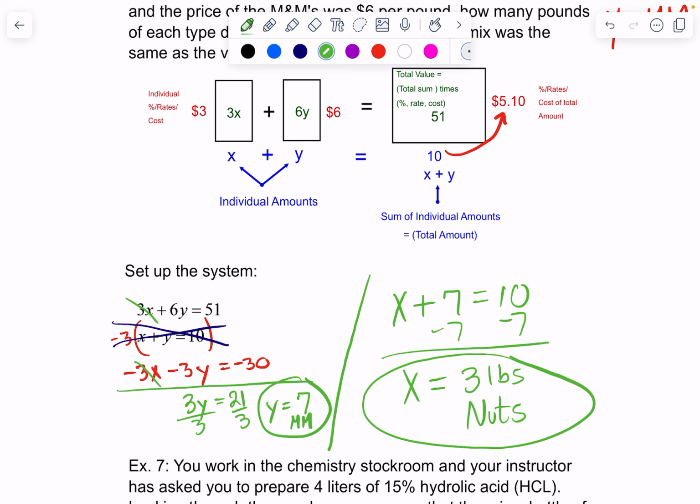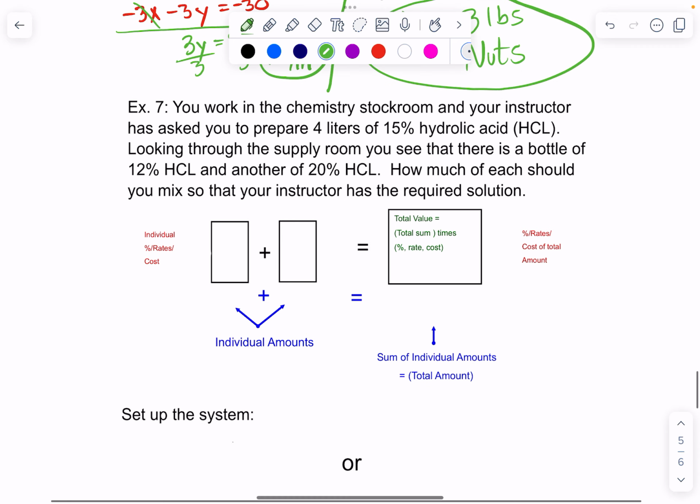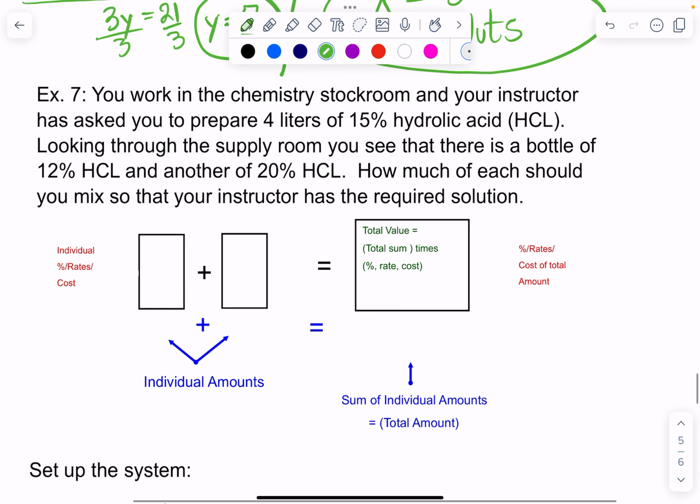And last but not least, you work in a chemistry stockroom and your instructor has asked you to prepare 4 liters of 15% hydrochloric acid, HCl. Looking through the supply room, you see that there is a bottle of 12% hydrochloric acid and another of 20% hydrochloric acid. How much of each should you mix so that your instructor has the required solution?